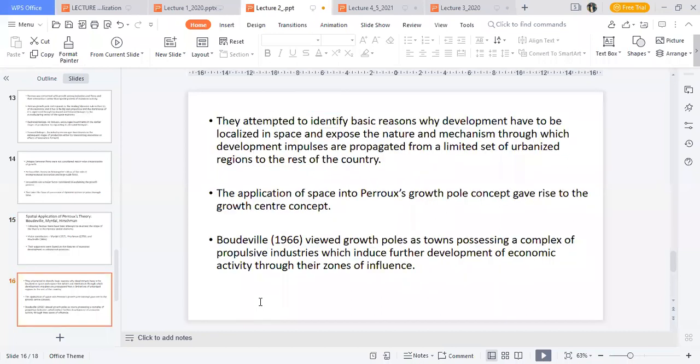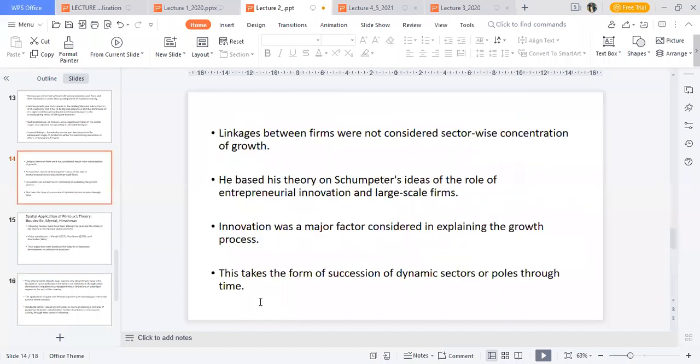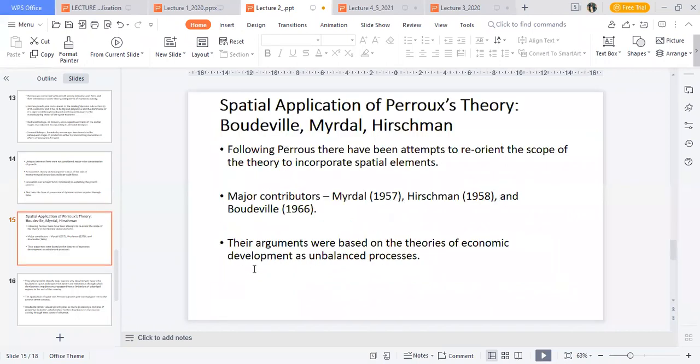Linkages between firms were not considered, only sector-wise concentration of growth. He based his theory on Schumpeter's idea of the role of entrepreneurial innovation and large-scale firms. Innovation was a major factor considered in explaining the growth process. This takes the form of a succession of dynamic sectors through time. I will explain this one again. Okay, so that is it about the growth pole theory.